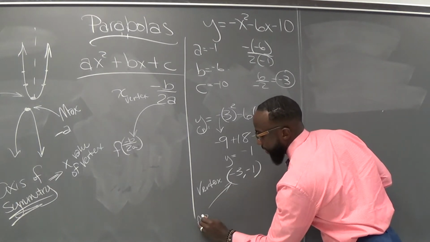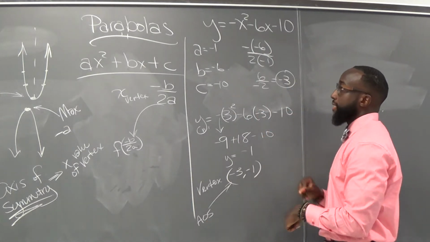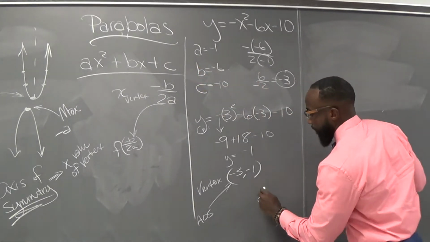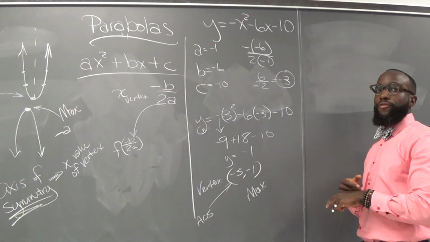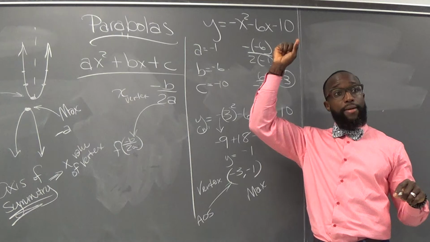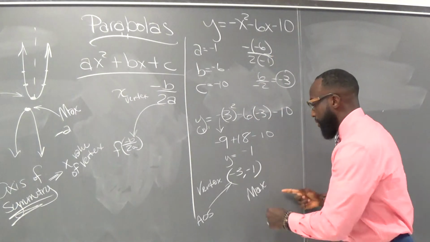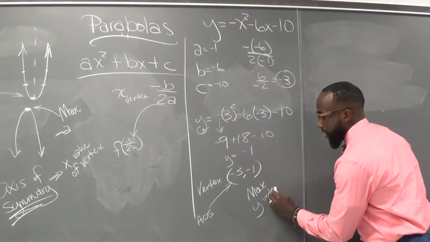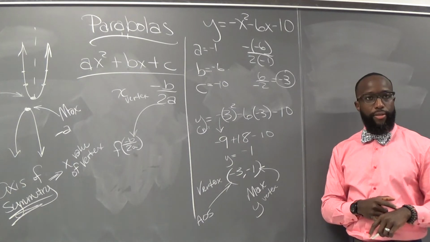The axis of symmetry is negative 3. That's the AOS, right? And because the a is negative, you have a maximum, right? The maximum value means either how high your vertex goes and stops, or how low your vertex goes, which would be the minimum. The maximum value is the y of the vertex, right? Which is this -1, right? We are good so far?